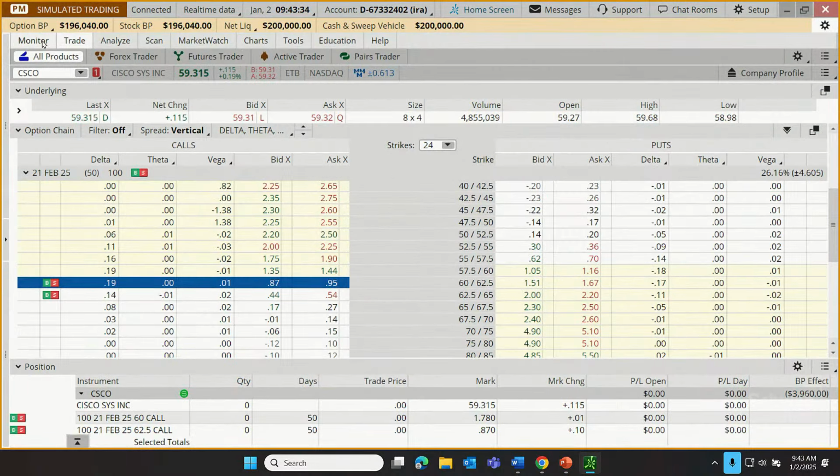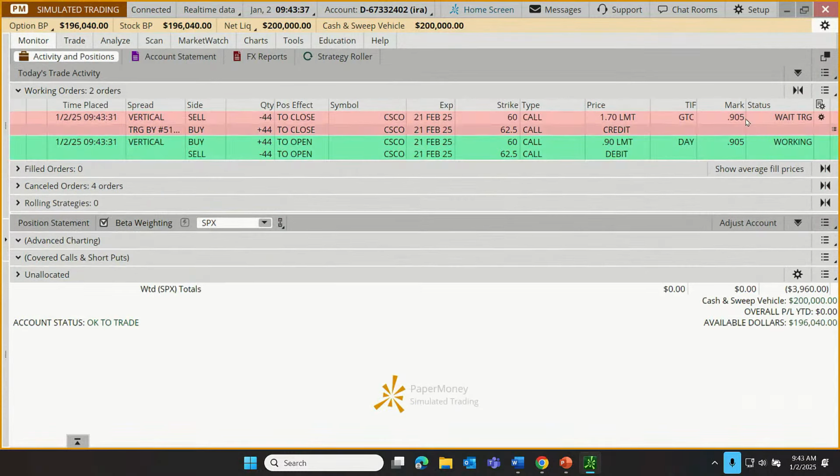Let that work for a moment. I'm guessing it's going to fill here. Yeah. 90-cent debit is what we're willing to pay. 90.05. All right. So I'm going to let that work. But guys, we've accomplished what we set out to do today.